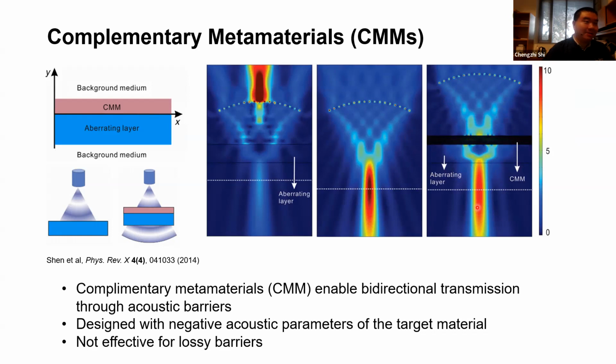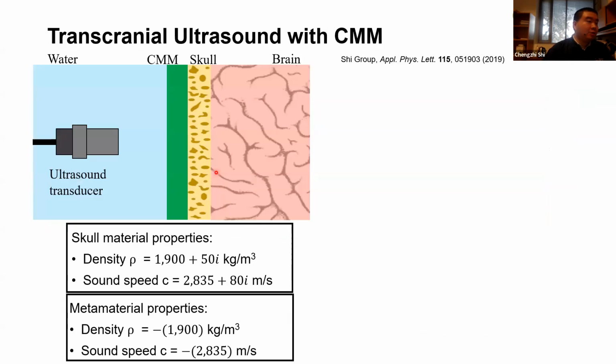So let's see what happens if we put the ablating layer to be an actual skull here. So let's just try to use the complementary metamaterial as they designed. So the negative value of the density, and here I use sound speed. Sound speed and density are interchangeable with the bulk modulus and density here for acoustics. So we use the actual parameters of the skull and then use their design, which is the negative density and negative sound speed for the complementary metamaterial, and then send the ultrasound at the same frequency and see what happens to the transmission line, okay?